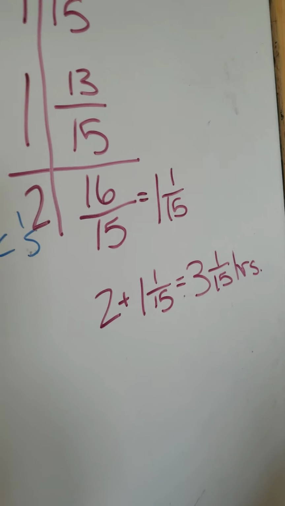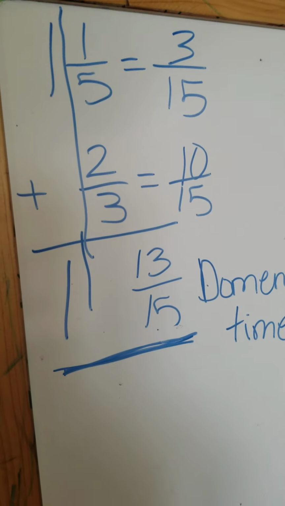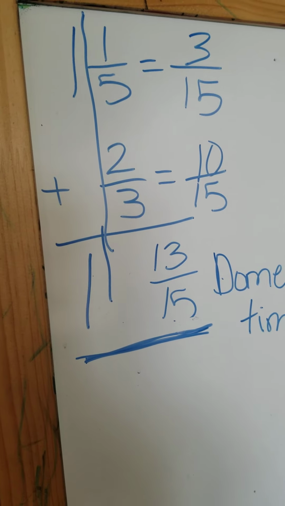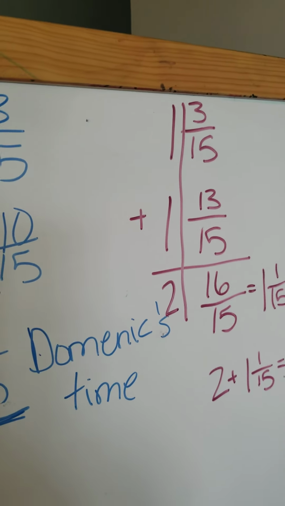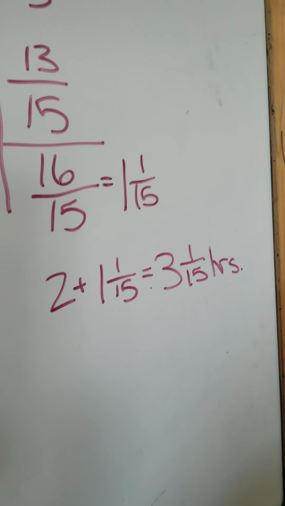Okay, so this was a 2-step problem. First, we had to figure out Dominic's time. Then we could add together Sebastian and Dominic's time to find out their total.